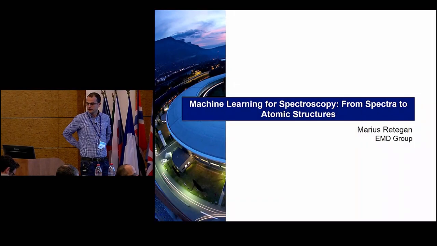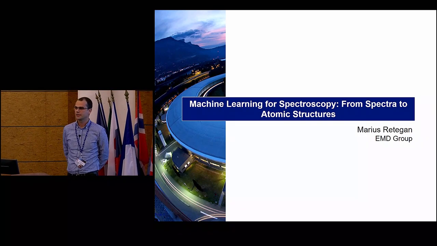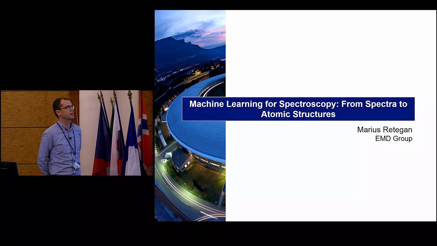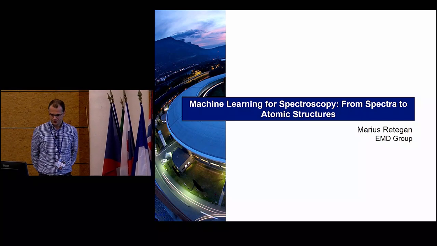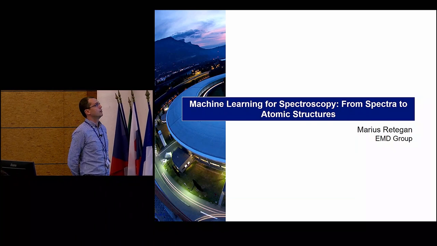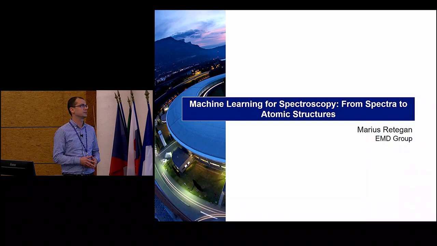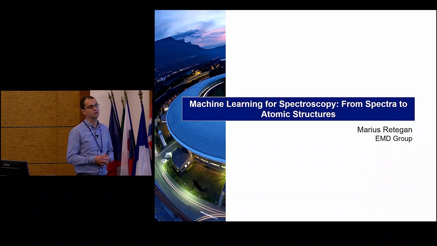So good morning. It's okay, right? So good morning, everyone. I'm Marius Retegan. I work here in the Electronic Structure and Magnetism and Dynamics group. And today I just want to share with you a few thoughts on how machine learning is actually used for spectroscopy and how we can get from the spectra to learn something about the atomic structures.